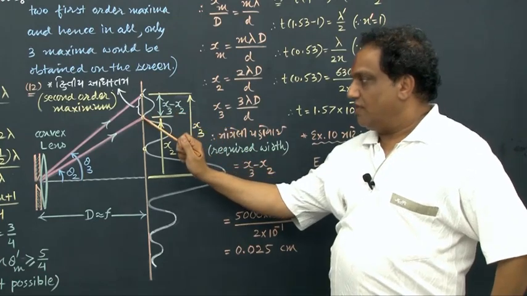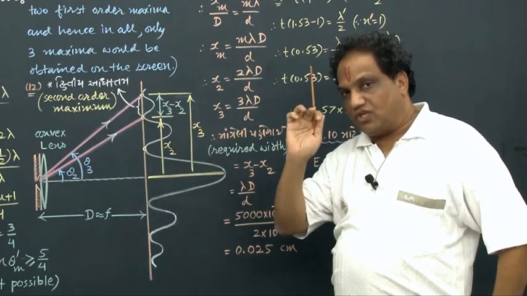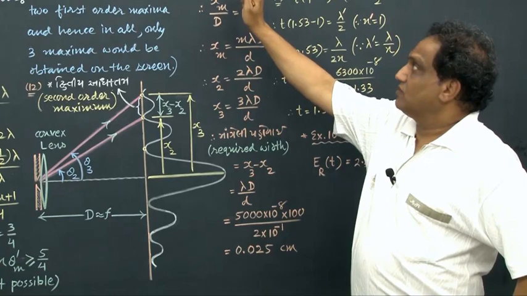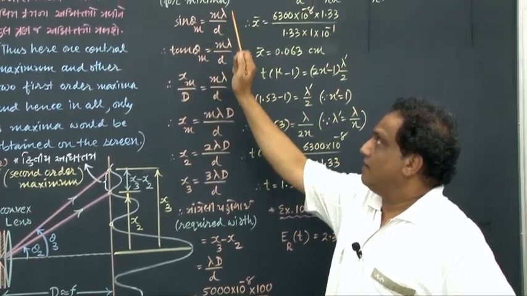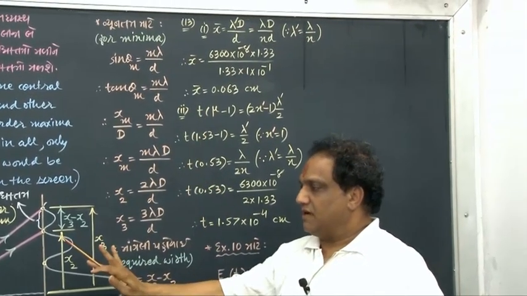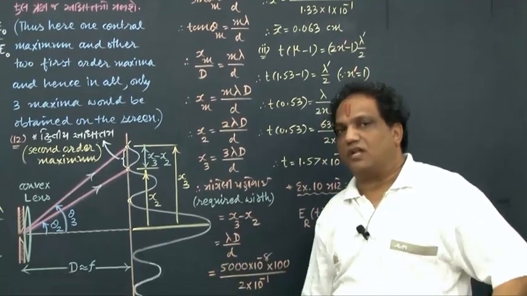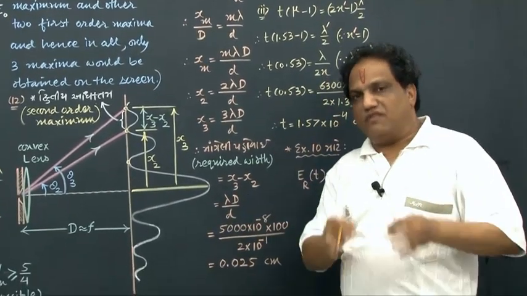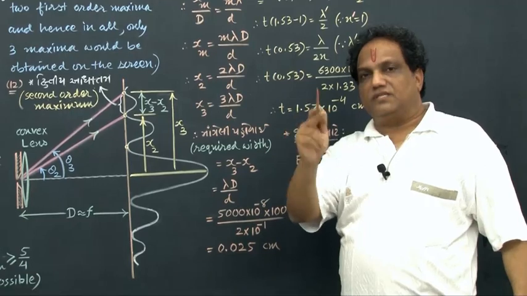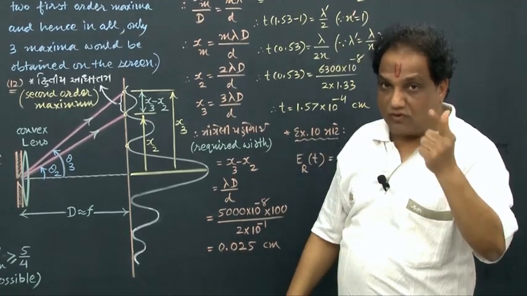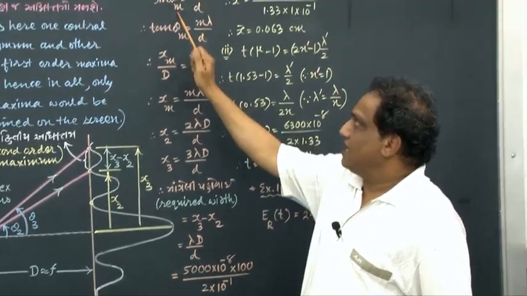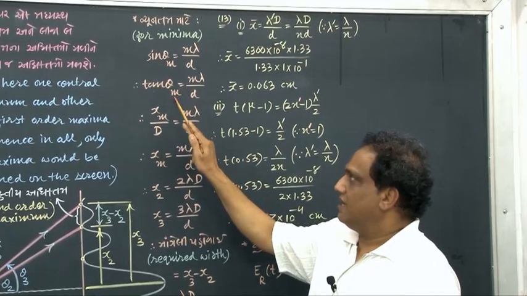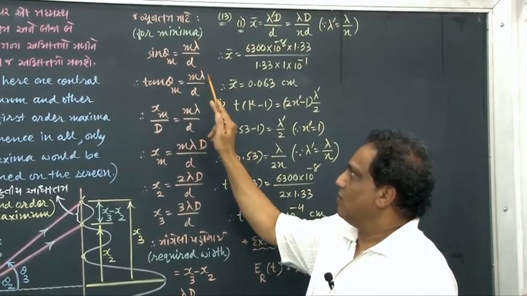Because you are talking about minimum here, recall the condition of minimum. The condition of minimum was sin theta m equals m lambda upon d. In such examples, these angles of diffraction are normally very small, and if theta is very small, sin theta is nearly equal to tan theta. So instead of sin theta m, I am now writing tan theta m, and that equals m lambda upon d.